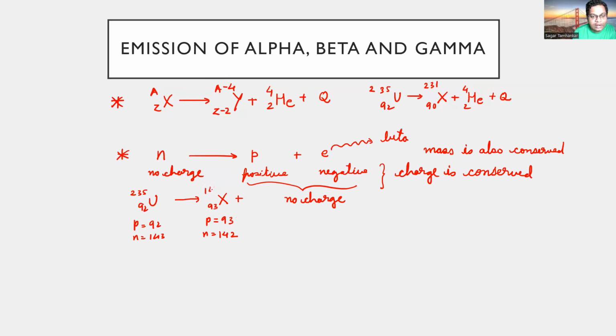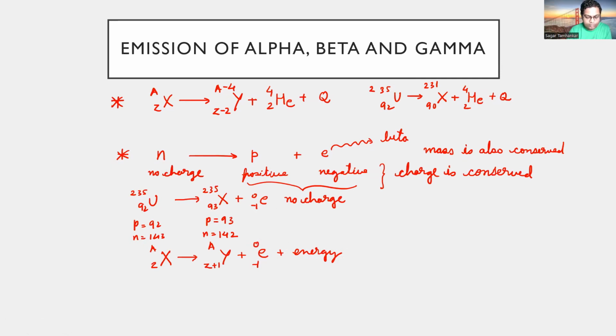So this is 93 and 142. This will continue to remain as 235, and I'm going to write over here an electron, like a beta. Any questions? So here you have A Z, it turns into a Y, A remains A, and this will be Z plus 1, and you have an electron. Any questions?